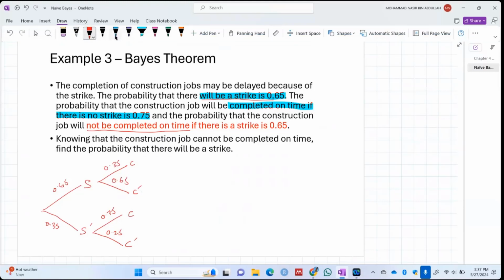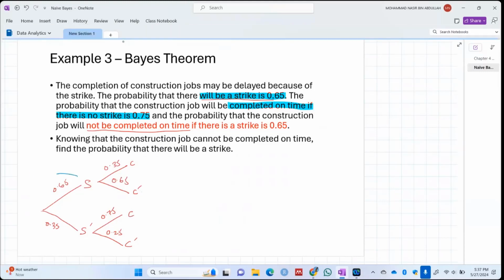So what does it mean? This is the value of probability of S. This is the probability of S complement. This is the probability of C, complete on time, given strike. Not complete on time given strike. Complete on time given no strike. And this is delay and no strike.